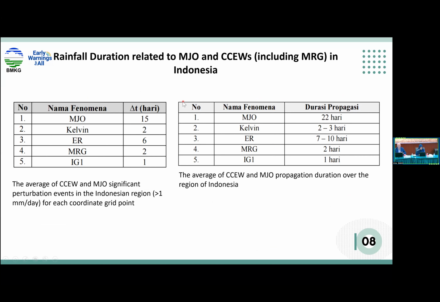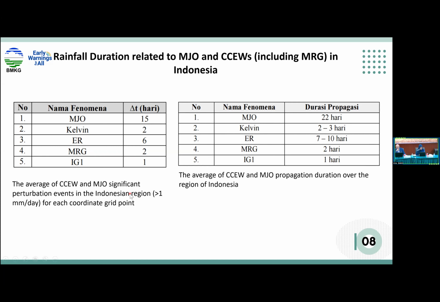And this is the rainfall duration related to MJO and convectively coupled equatorial waves, including MRG, because our research is not only on MRG, but we also investigate the other waves like Kelvin, equatorial Rossby, mixed Rossby-Gravity, and also inertia gravity with mode 1.